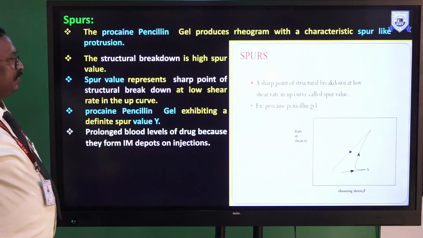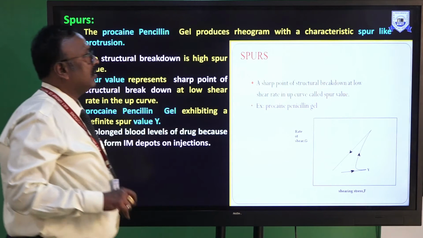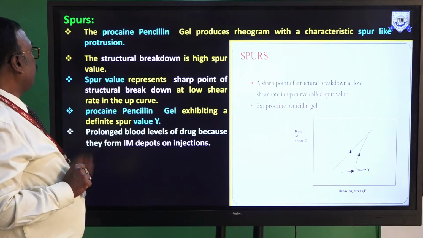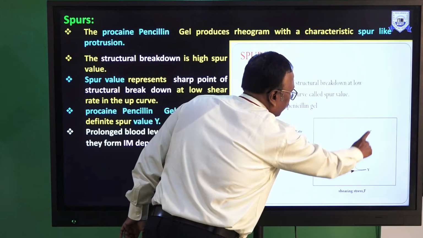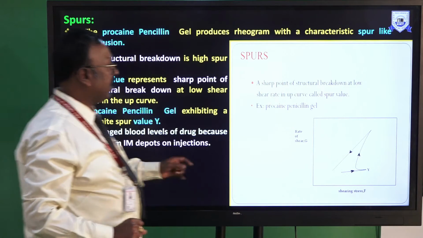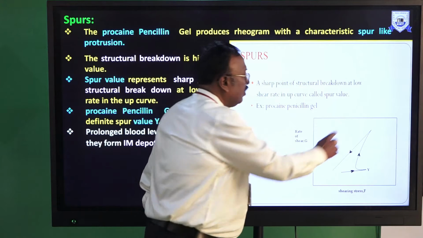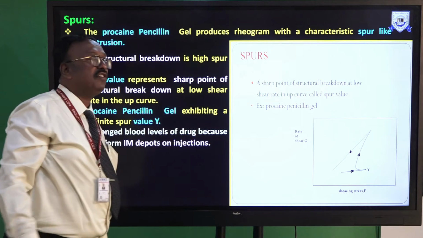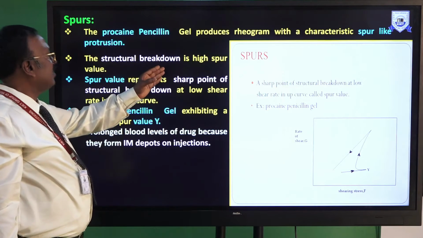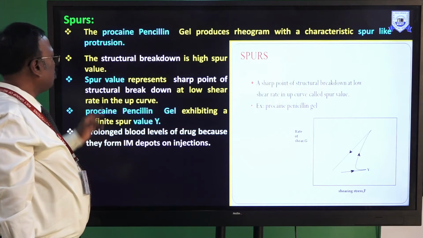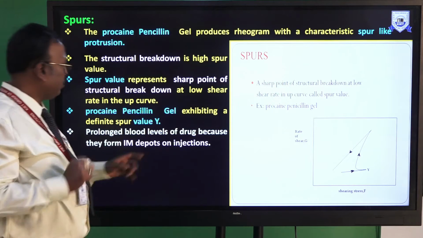Then spurs. Spurs means that procaine penicillin gel produces a rheogram with a characteristic spur-like protrusion. That means this type of curve is obtained. This sharp structural breakdown at a lower shear rate in the up curve is called the spur value. This example is for procaine penicillin gel. That means the structural breakdown is high. The spur value represents a sharp point of structural breakdown at low shear rate in the up curve.